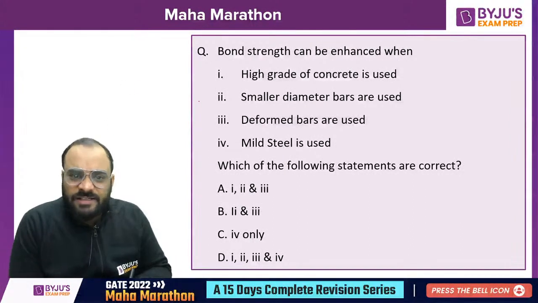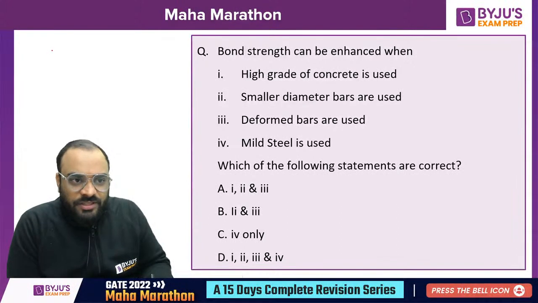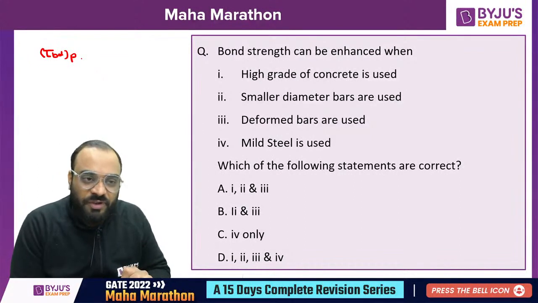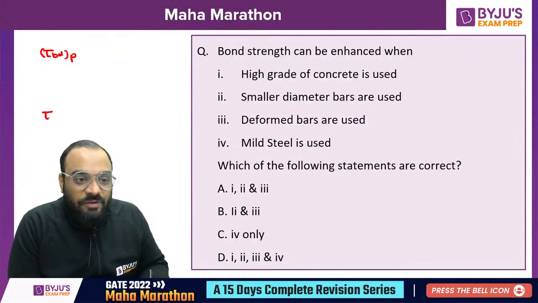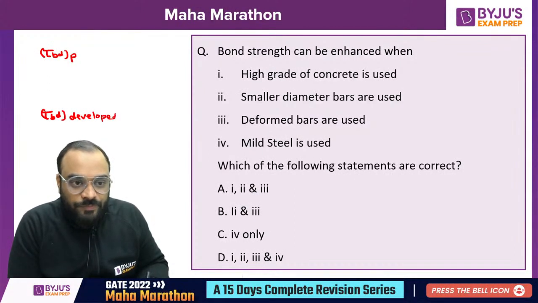Let's understand guys, let's understand. If we talk about bond strength, there are two types of value of bond strength. One is the permissible value, which is given by the IS 456, and the second one is the developed value. Now let's understand both the things over here, right?